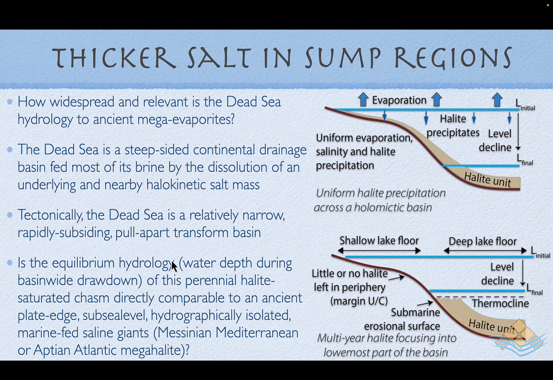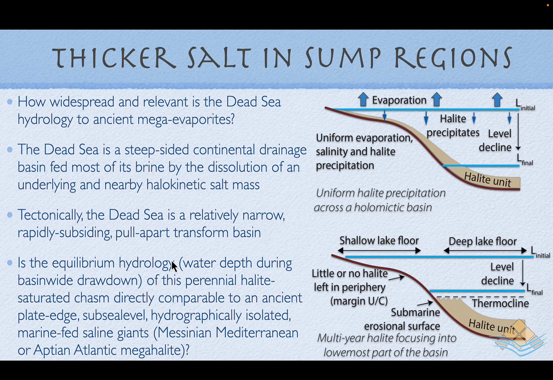An ancient megaevaporite was hydrographically isolated. It was typically marine fed. We might have had drawdown of the order of a kilometre, but we reach an equilibrium point between water loss and water inflow. We don't have this steep-sided focusing that we see in the Dead Sea in terms of its feed hydrology. So how relevant is the Dead Sea transform pull-apart basin to a plate-edge Messinian Mediterranean or an Aptian Atlantic megahalite? Well, I think that's a question that needs to be addressed.